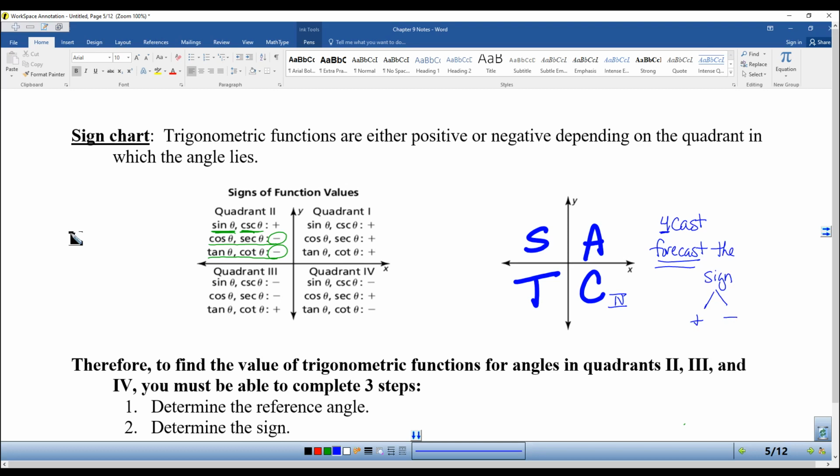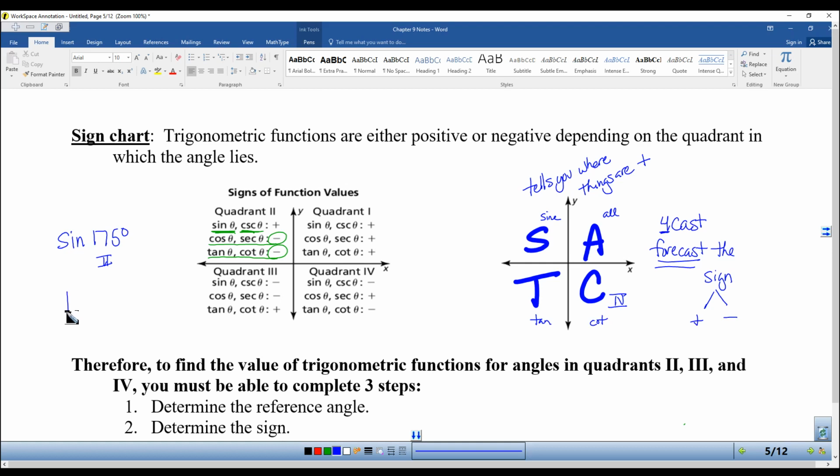So if I'm trying to do sine of 175, I think to myself, oh, 175 is in quadrant 2. I go to my forecast and I see that sine is positive. This little chart tells you only where things are positive. So if I'm in quadrant 2 and I'm doing sine, I go to quadrant 2 and I see a giant S and I'm like, oh, it's positive. This stands for all, this stands for sine, this stands for tangent, and this stands for cotangent.